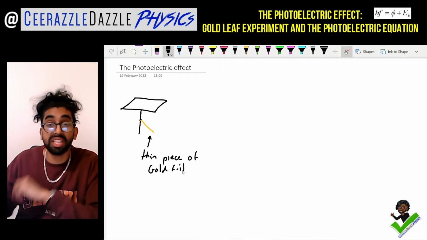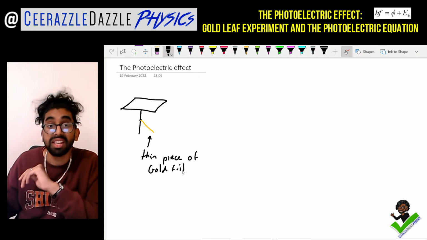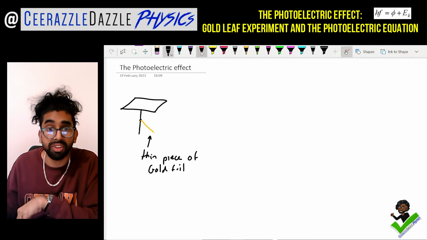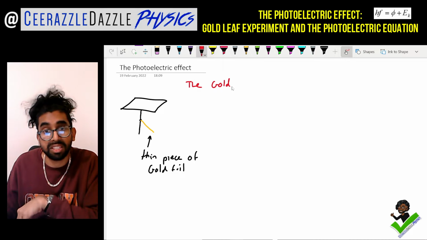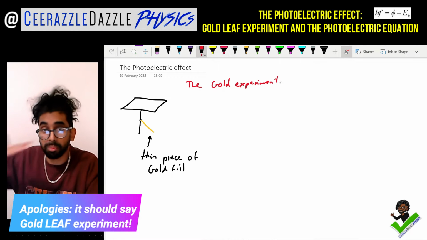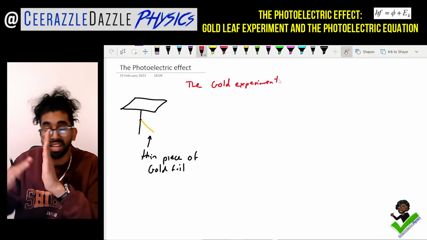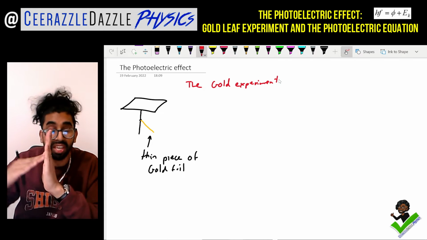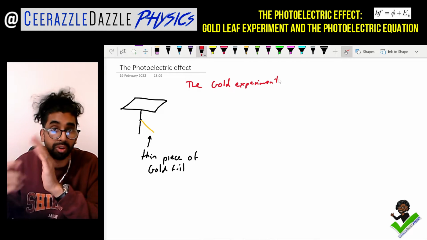Okay, so we're setting the scene first of all. This whole experiment is called the gold leaf experiment. So we've got a plate on top, we've got a piece of metal underneath, and attached to that piece of metal there is a hinge point and a piece of gold foil here.